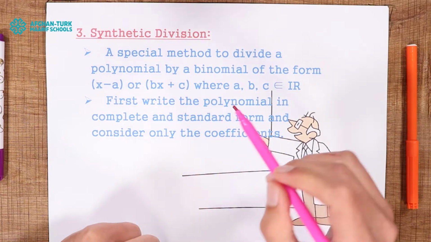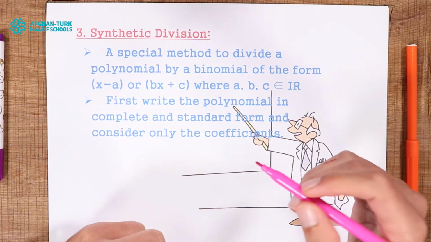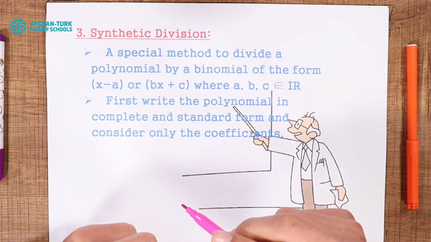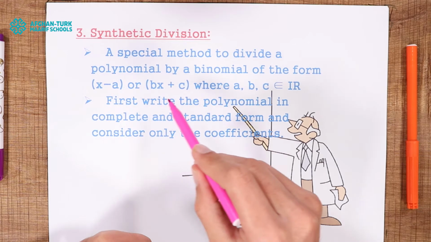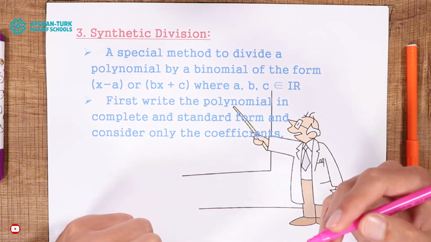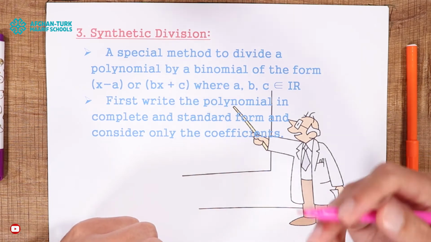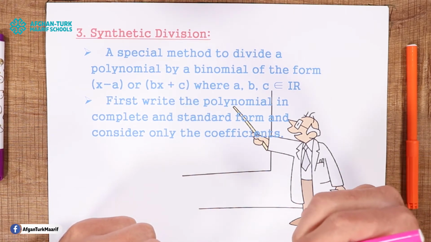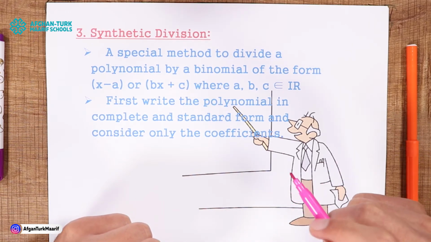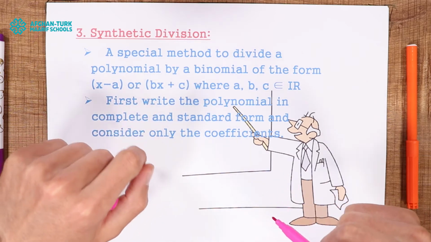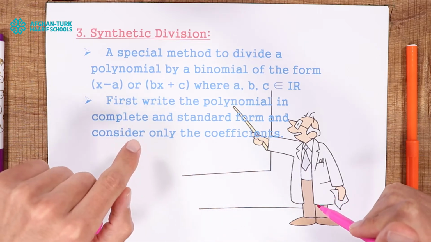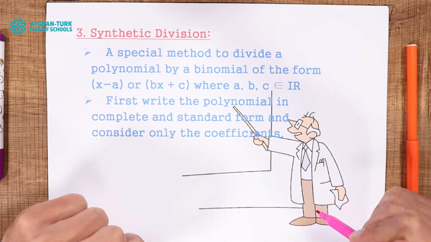Synthetic division is a special method for dividing a polynomial by a binomial of the form x minus a or bx plus c. It is also related to the division of polynomials, but here it is a special and brief method to divide a polynomial by these binomials. Mr. Teacher is going to teach you that here we are going to use just the coefficients.